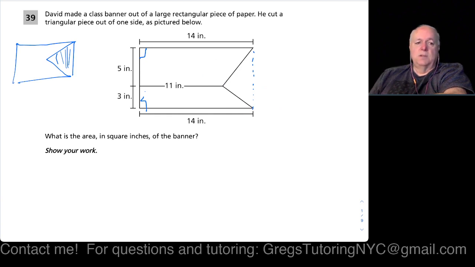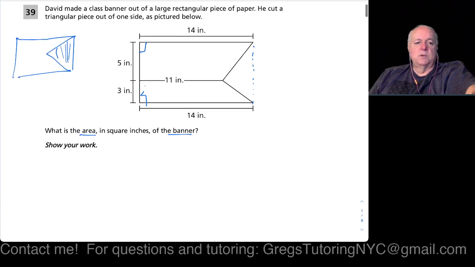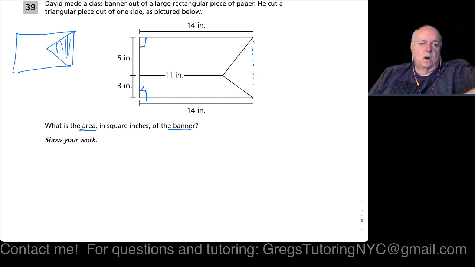All right, so what is the area of the banner? Okay, so there's a couple ways to do this. Let me bring this as high up as possible so that I have enough space to work with. So let's work with the most top level one. In fact, let me start from over here and we'll work our way down.